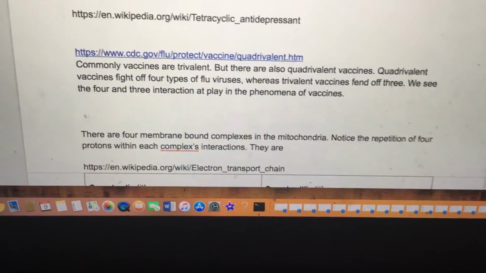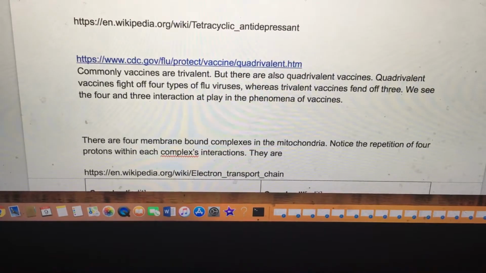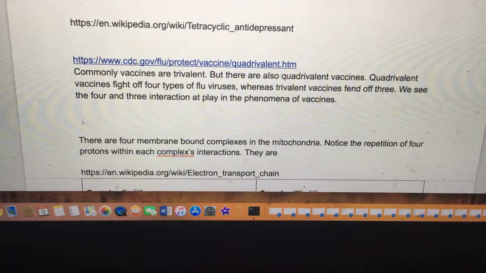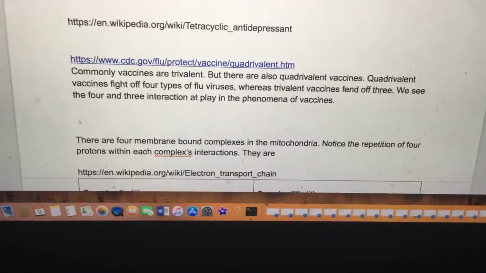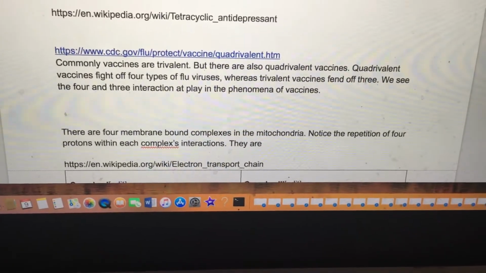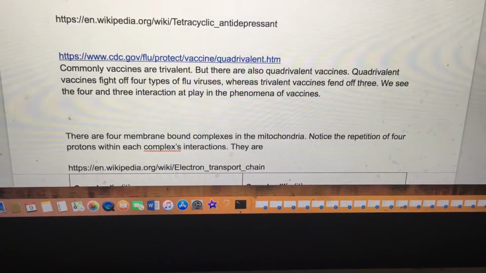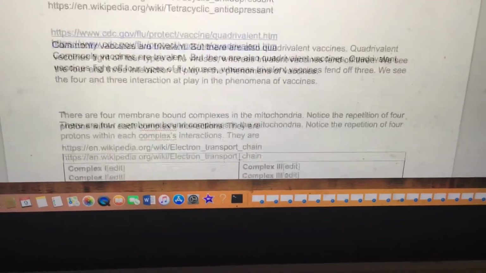Commonly, vaccines are trivalent, but there are also quadrivalent vaccines. Quadrivalent vaccines fight off 4 types of flu viruses, whereas trivalent vaccines fight off 3. We see the 4 and 3 interaction at play in the phenomena of vaccines.